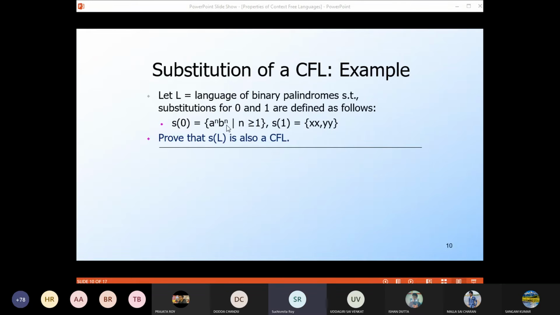S0 is defined by the language A^n B^n. What are the productions for this? Is it context free? It is context free, you know it. But what are the productions? How will you generate this language?